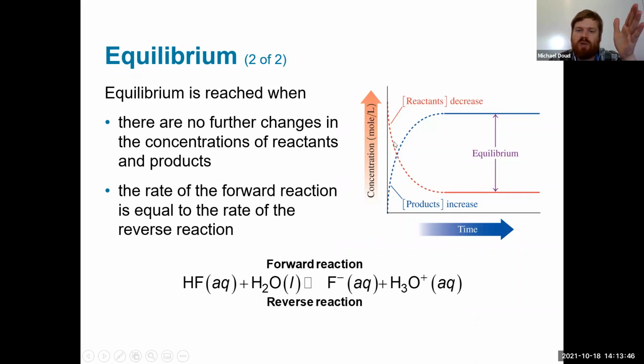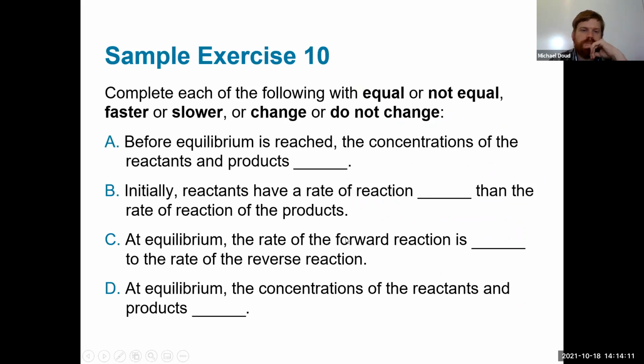So only after a certain amount of time, after you've formed concentrated products, can the reverse reaction take place. And finally, eventually, those rates are going to equal out. So initially, the rate of the forward reaction is going to be very fast, and the rate of the reverse reaction is going to be very slow, until you hit equilibrium, at which point both of them equalize.